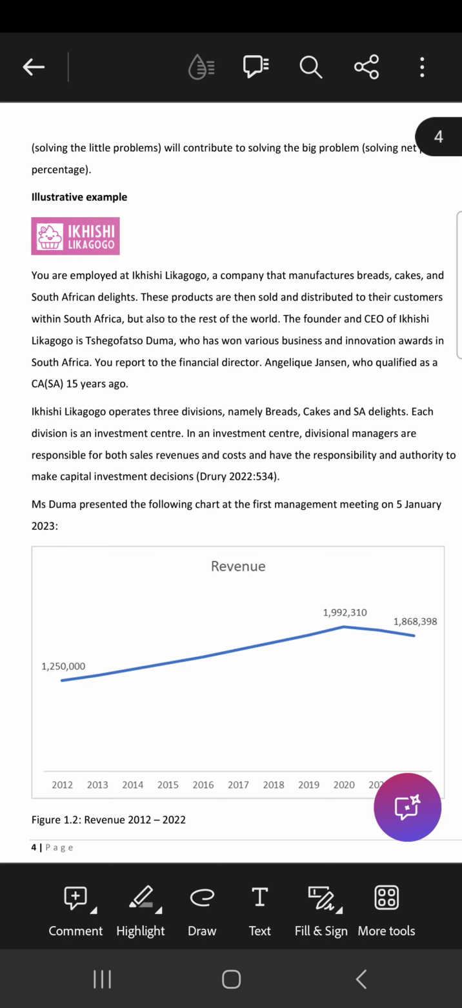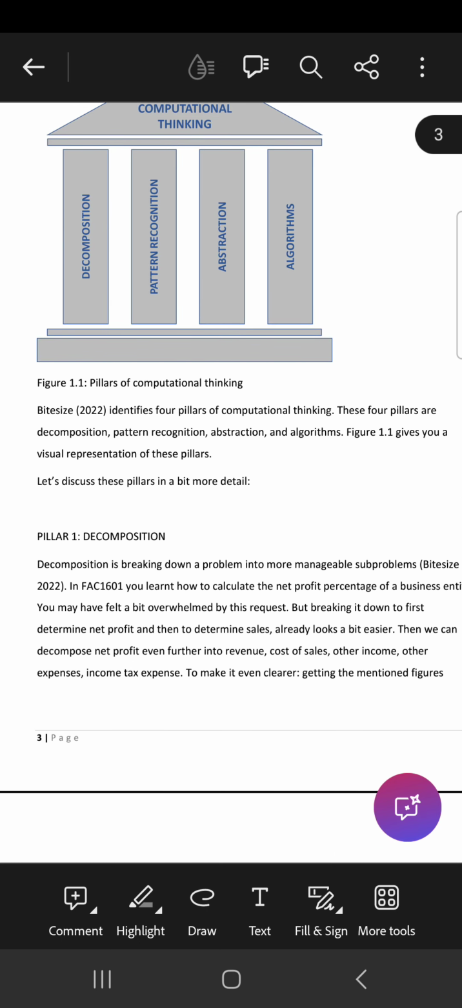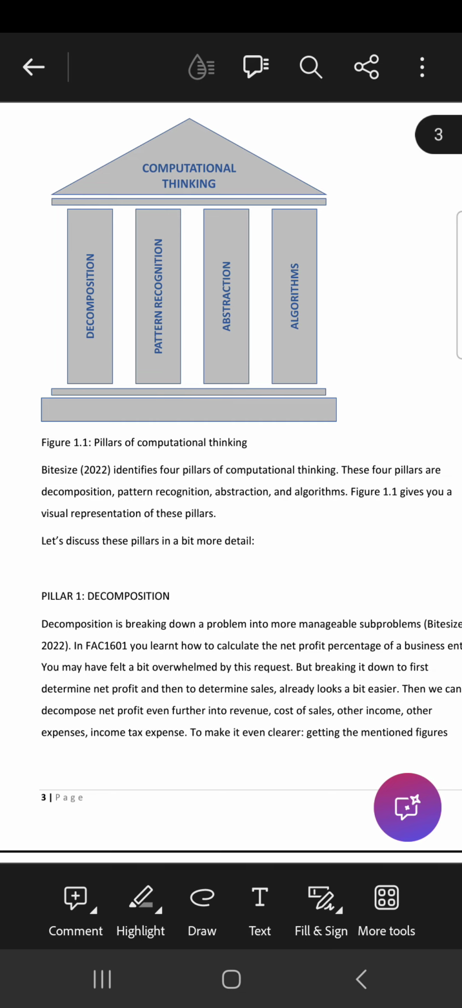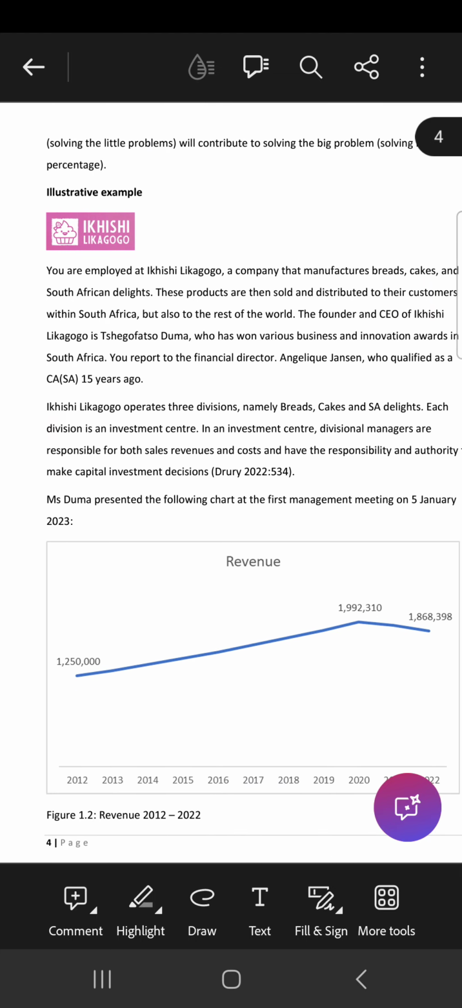Okay, but that's not the crux of this video. This video is going to be looking at the illustrative example that was part of the homework as part of our first pillar of computational thinking. And the first pillar of our computational thinking was relating to decomposition.